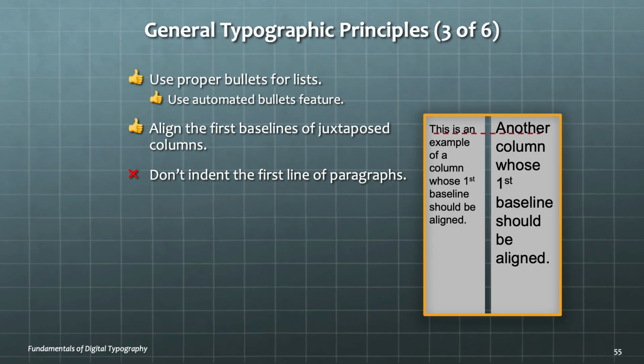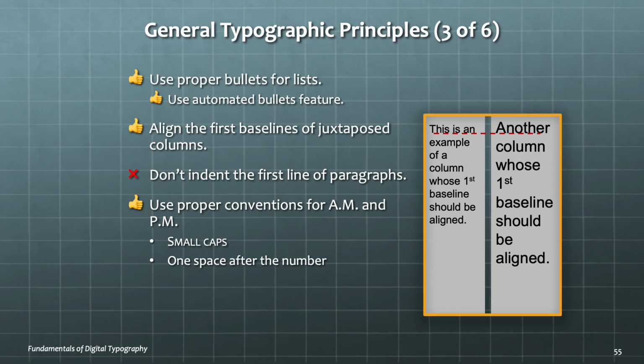Don't indent the first line of paragraphs. That became obsolete a long time ago, and it wastes space on the page, and consequently paper if you're printing it. Use the following rules when writing AM and PM. Use small caps. Put one space after the number and before the AM or PM, and put periods after each letter. Here's an example.